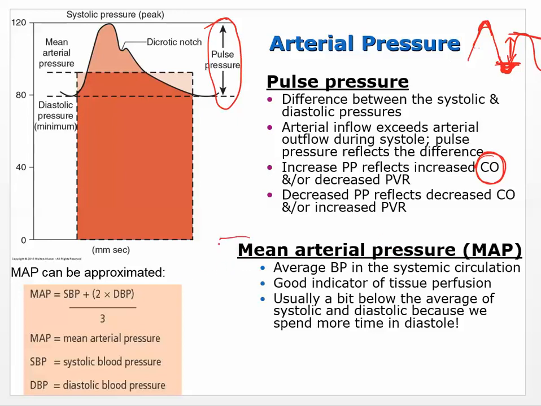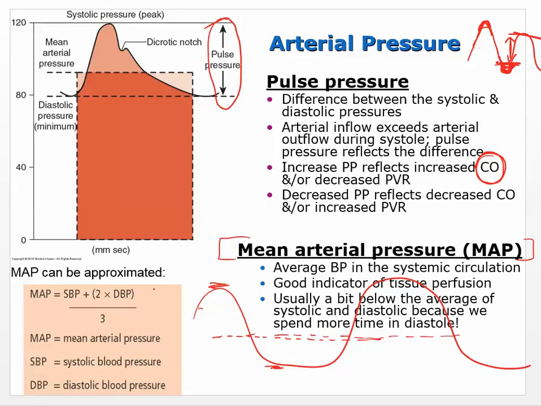let's see. So then mean arterial pressure, or MAP. So your mean arterial pressure is going to be between the systolic and the diastolic. So your systolic pressure is that squeezing of the left ventricle. Your diastolic is going to be the relaxation. And so since we spend more time in relaxation, or we spend more time in diastole than systole, then that's actually going to be a little bit lower.